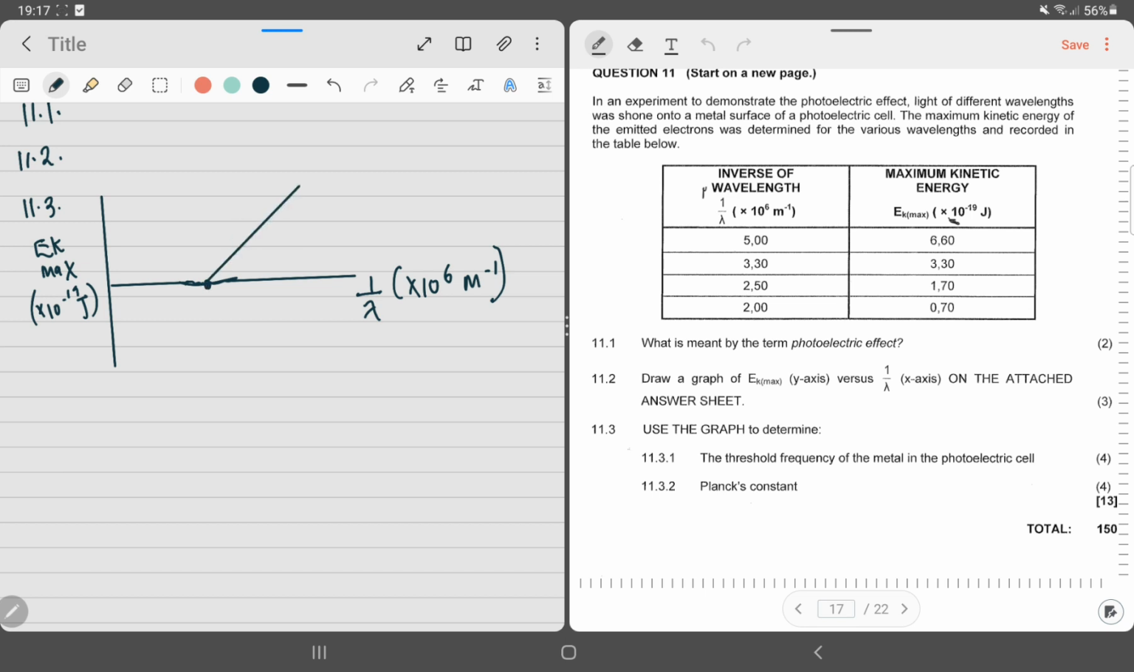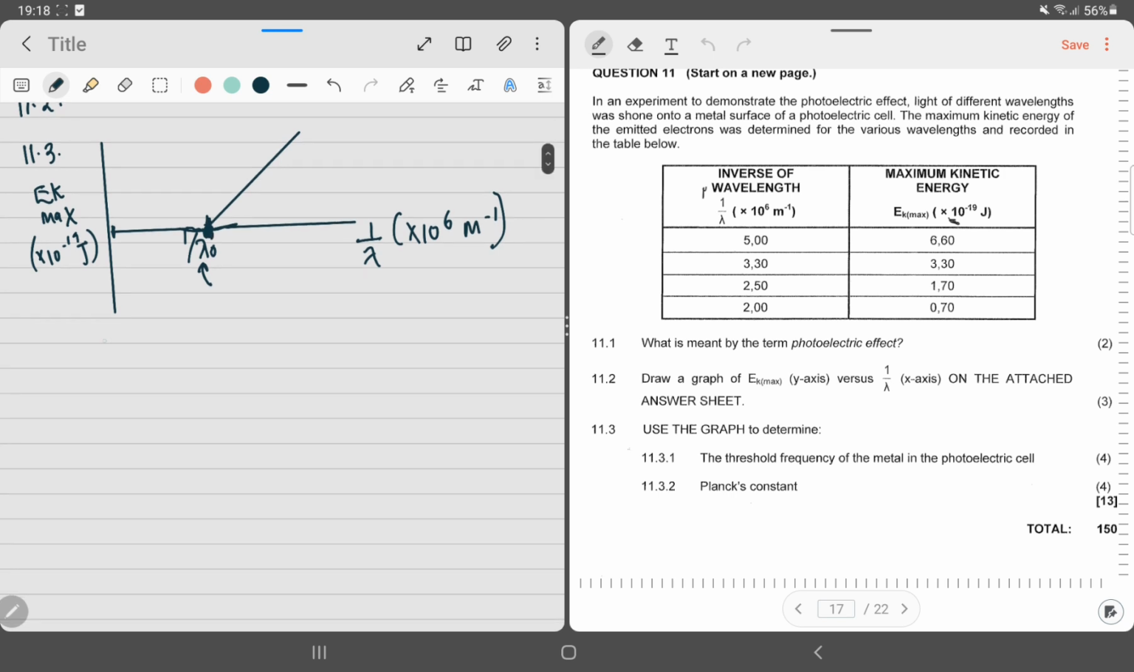Since this is the inverse of the wavelength, it means that we have the threshold wavelength at this point right here. The reason I'm saying that this point is the threshold is that all the points to the right of it, we are experiencing kinetic energy, meaning that we have overcome the minimum energy that is required in order to move an electron. From here all the way to the left, the kinetic energy was 0. So we hadn't overcome the minimum energy that was required in order to move electrons.